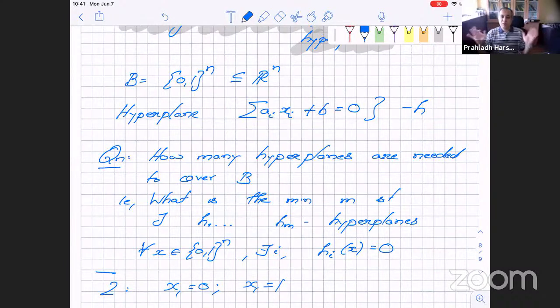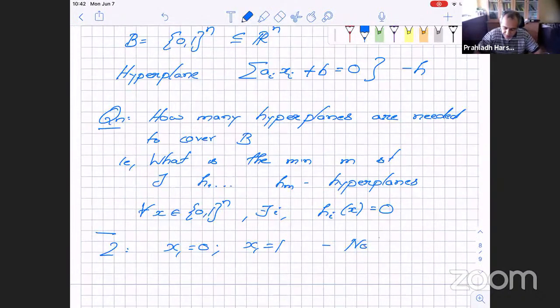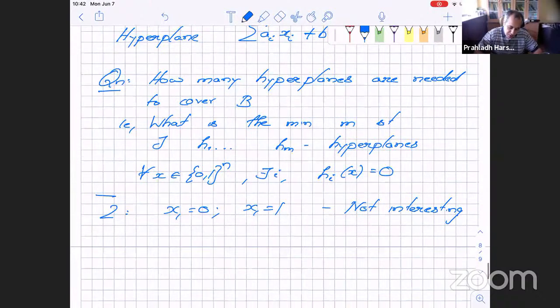So to make the puzzle interesting, I want to cover all points but the origin. The hyperplanes should not cover the origin. Otherwise, it is not interesting. So what we will do is we will take the same question.